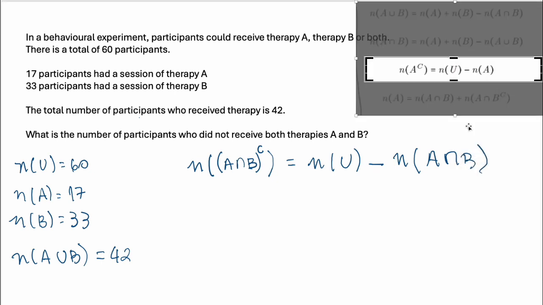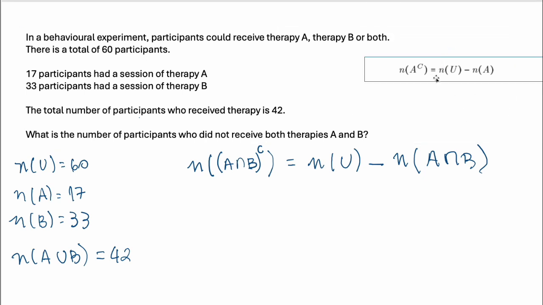I'm going to put only the formula up. So the formula says this: the number of elements inside a complement, whatever complement I'm talking about, here it was A, will be the universe minus, don't take whatever is in A, okay?